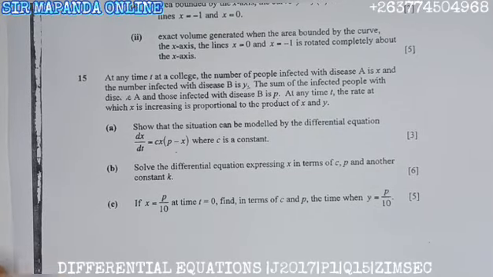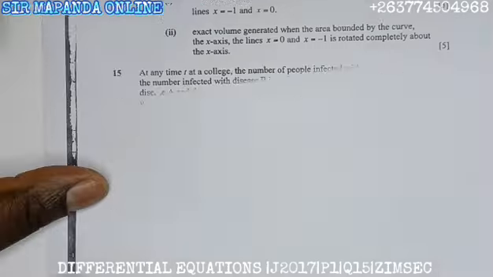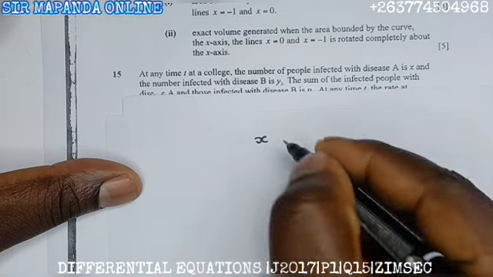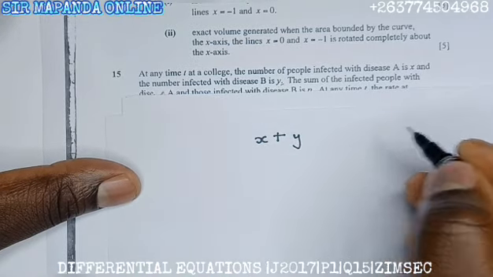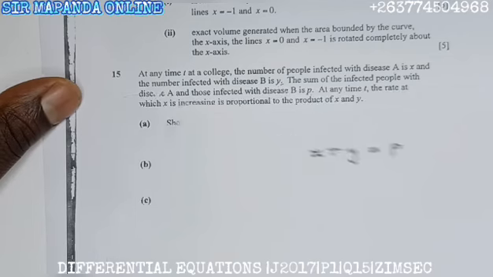Right, we are now on question number 15. It reads: at any time T at a college, the number of people infected with the disease A is X, and the number of people infected with the disease B is Y. The sum of infected people with the disease A and those infected with the disease B is P. So in simple terms, we are saying X, the number of people infected with the disease A, plus Y, the number infected with the disease B, is equivalent to P. I hope you are following.